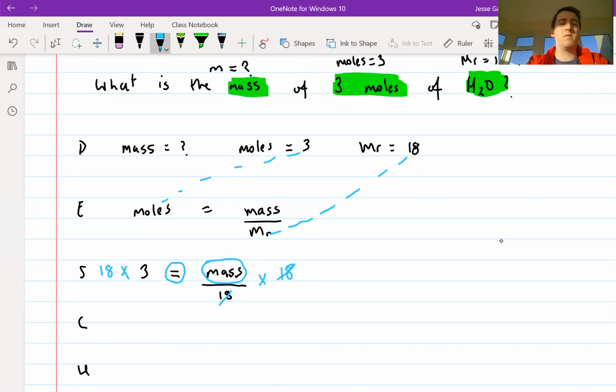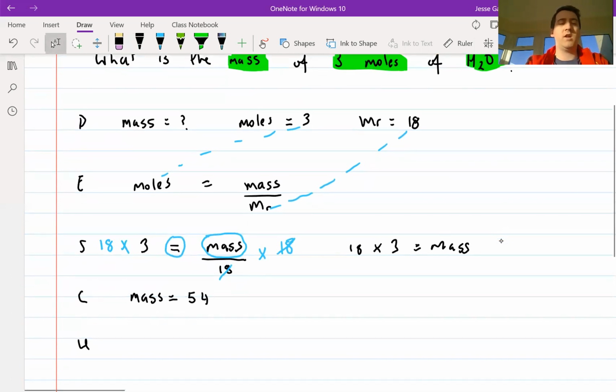And now we have a sum. Now we have 18 times 3 equals mass. We now have a sum that we can do. Get our calculator out. Okay, so I'm going to do 18 multiplied by 3. That gives me mass is equal to 18 multiplied by 3 is equal to 54.